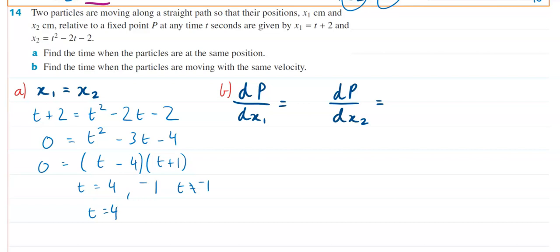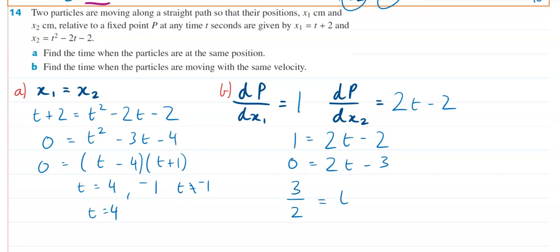Find the time when the particles are moving with the same velocity. So the velocity of my particle 1 position is the derivative, and that's just going to be 1. And the derivative of my second particle is 2t minus 2. If I equate those, I end up with this, minus 3. So 3 over 2 equals t. So when t is 1.5 or 3 over 2, we have the same velocity. And that's it. Bit of a weird question in the phrasing, but that's all we have to do.